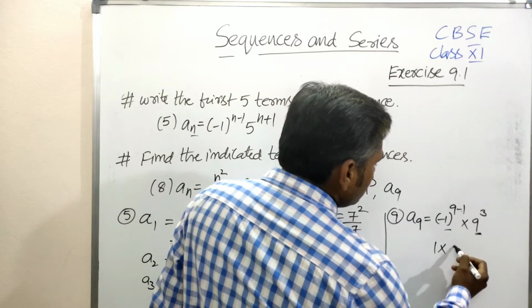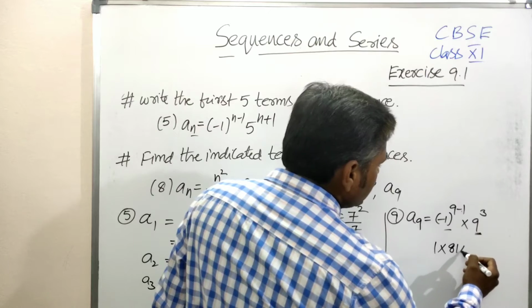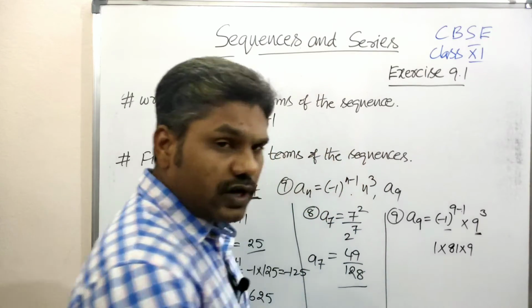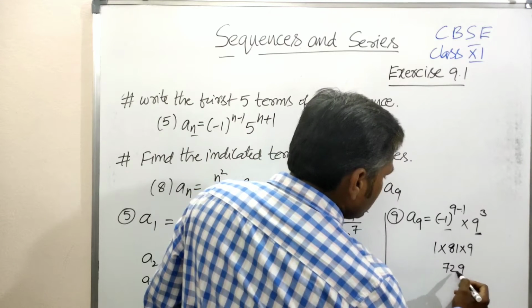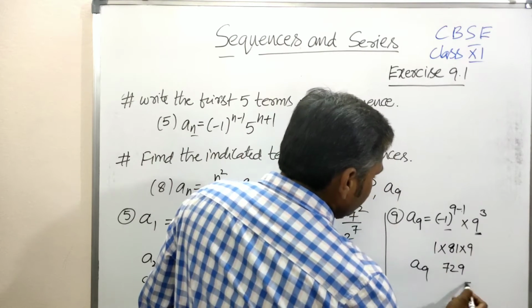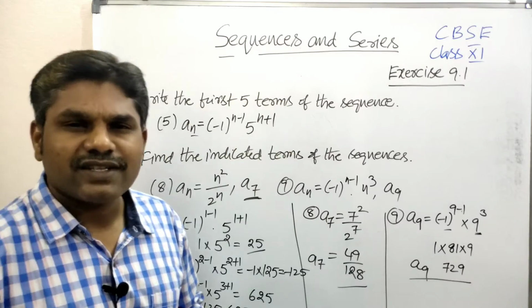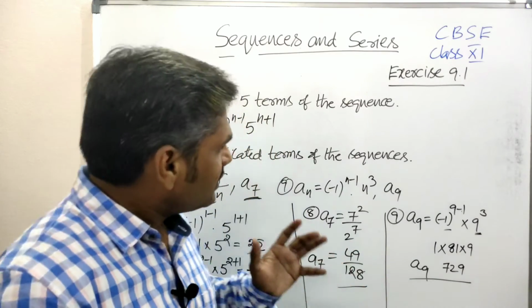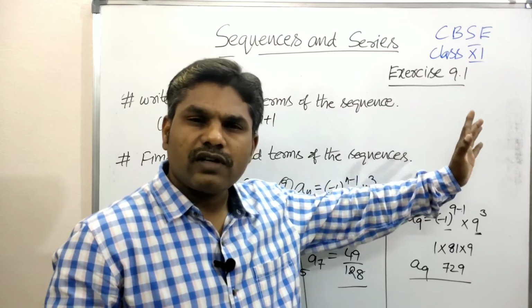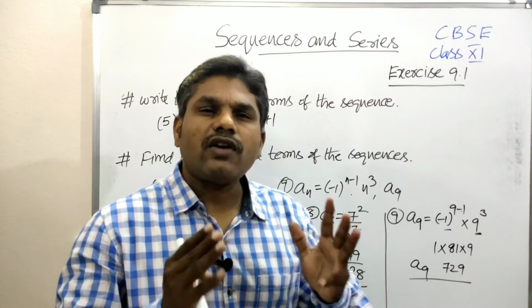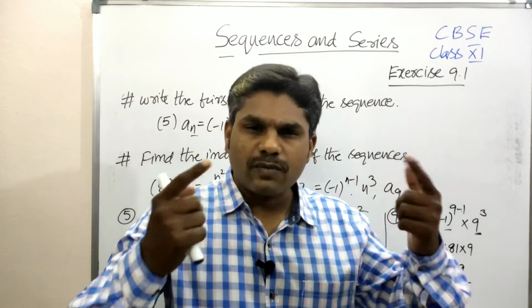Otherwise, first do 9 squared, which is equals to 81, into 9. So 9 ones are 9, 9 eights are 72. So this is the ninth term of the sequence. All problems are like this. Solve all problems in exercise 9.1, which will give us confidence in solving further problems.